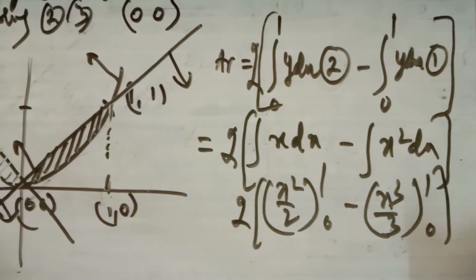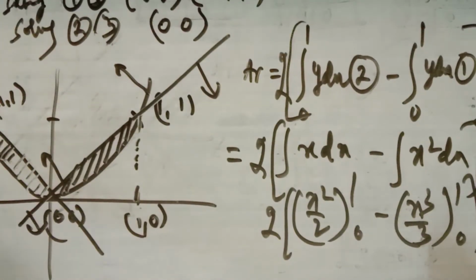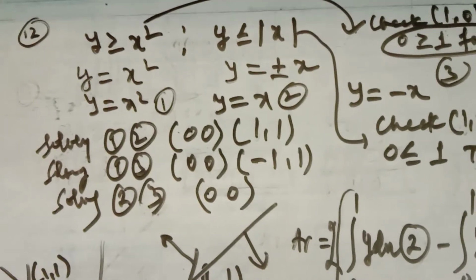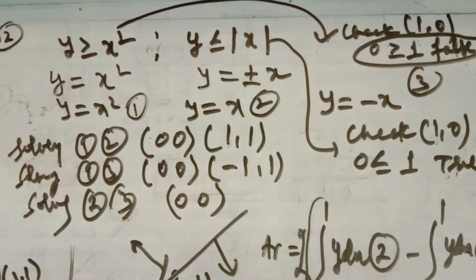So this is the area question you have already done, but here this question is given in some different way, so you have to do it like this. So this is the question number 12 of this miscellaneous exercise.